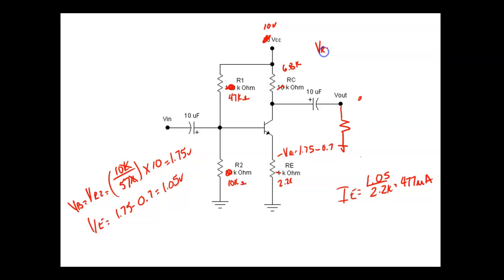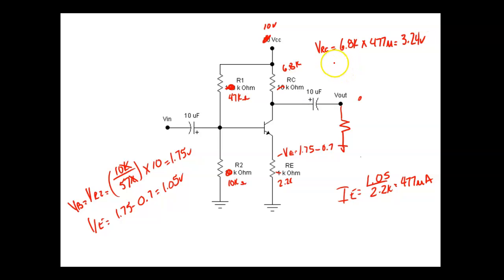So VRC, since this is a series circuit over here, we just don't know the resistance of the transistor right now. V is equal to I times R, so it's going to be 6.8K times 477 micro. And that's the problem right there.